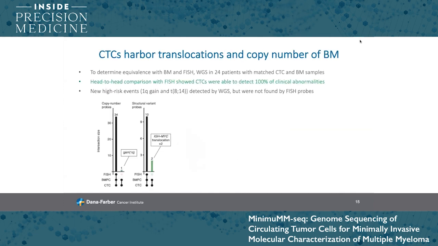We first performed a head-to-head comparison of whole genome sequencing of CTCs with clinical FISH results, showing that CTCs were able to detect 100% of clinical abnormalities that were reported. You can see in the UpSet plot to the left, new high-risk events were additionally found, such as 1q gain and MYC translocations, which were detected by the whole genome sequencing test, but were not found by the FISH probes that were used.